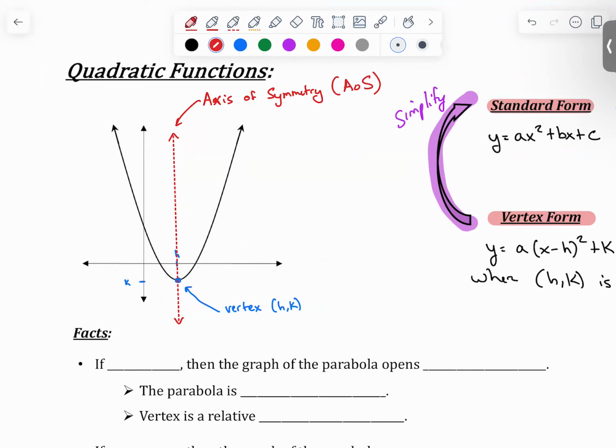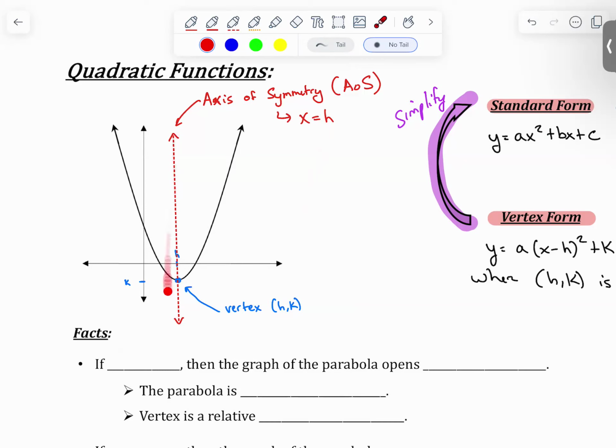And so it is a vertical line. And if you remember from our unit on lines, a vertical line is represented by x equals a number. And since this goes through the point h comma k, the vertex, it must be that the equation for this vertical line is x equals h. So the h value gives you your axis of symmetry.